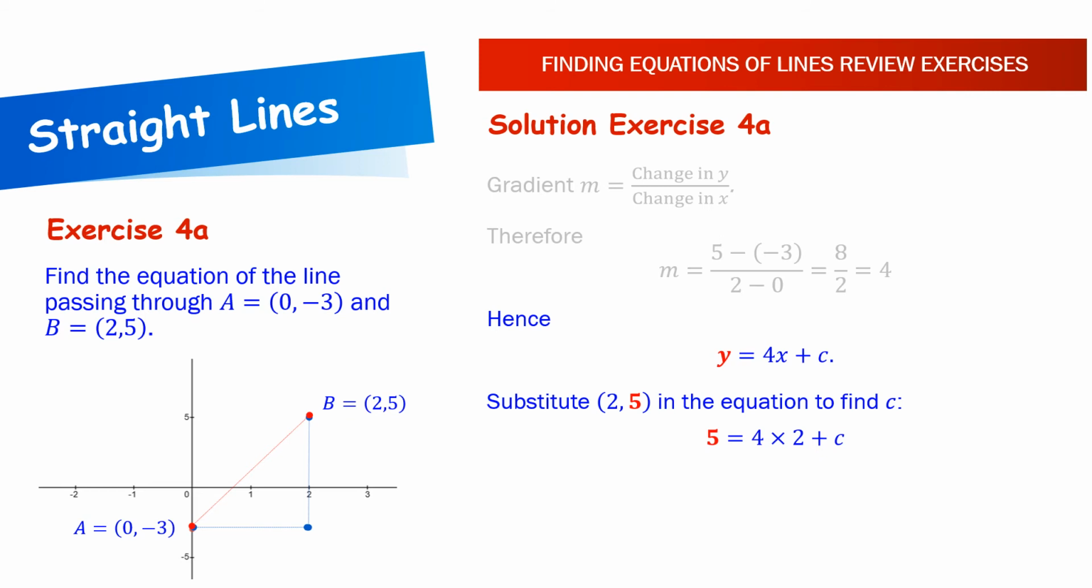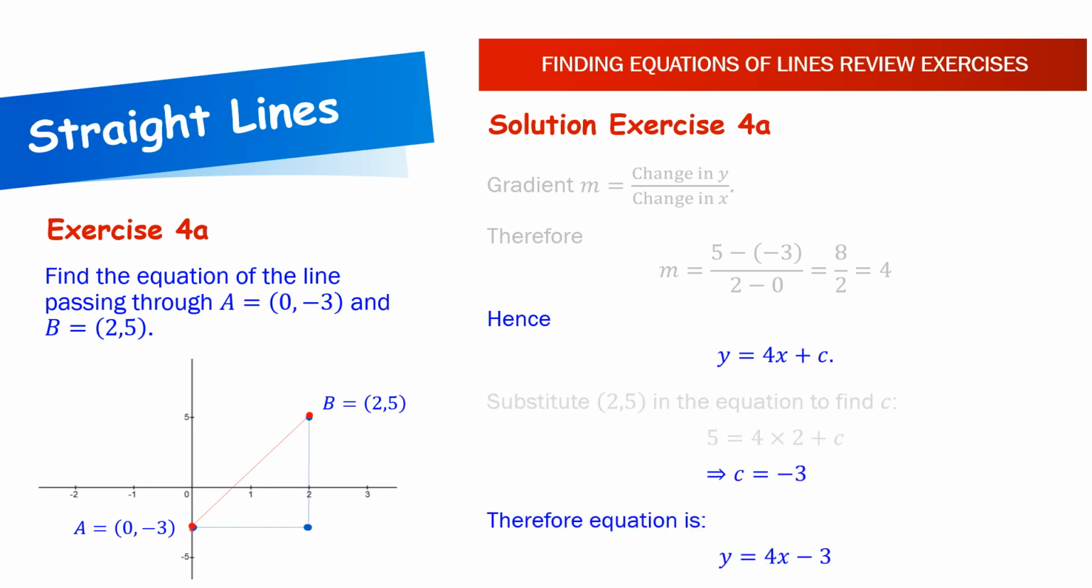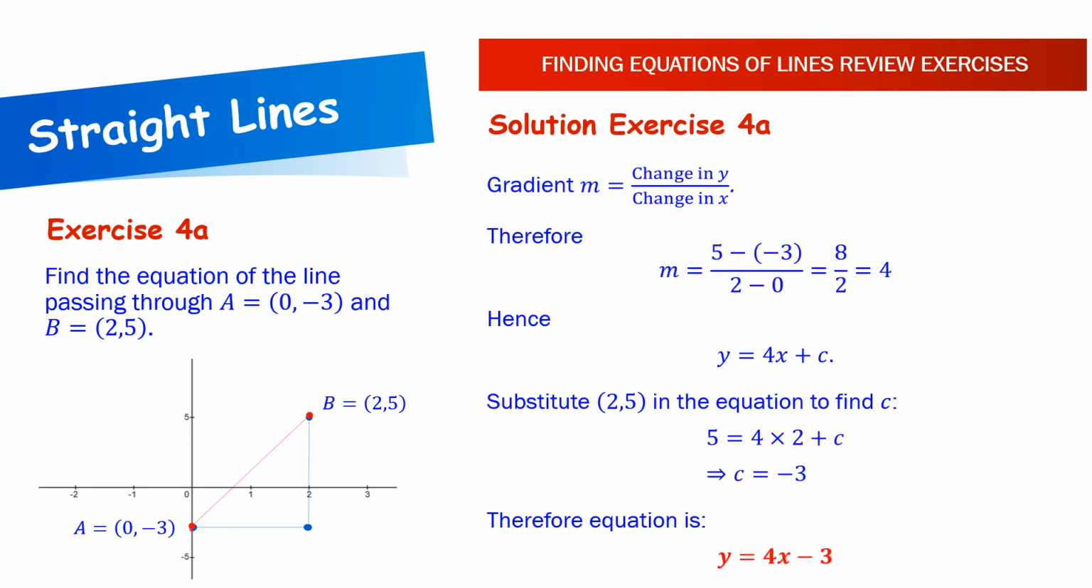Plug in y equals 5 here. The gradient is 4. And plug in x equals 2 here. Tidying up gives 5 equals 8 plus c, and hence c equals minus 3. Therefore the equation is y equals 4x minus 3. As shown.